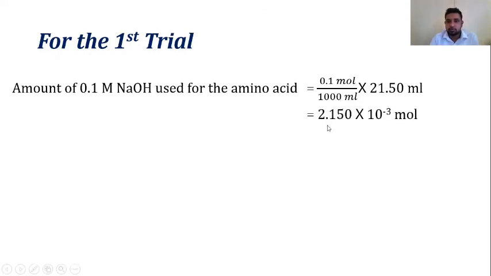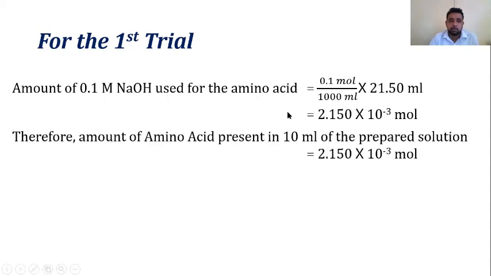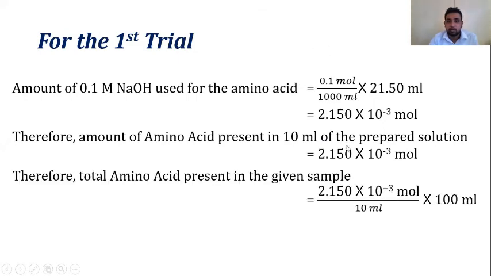So this is the amount of sodium hydroxide used for the final titration, or used for the amino acid. Therefore, the amount of amino acid present in 10 milliliters of the prepared solution, we have taken 10 milliliters of amino acid. So we know that amount. From the sample we took, we prepared a 100 milliliter solution. So when we know the amount of amino acid in a 10 milliliter solution, we can calculate the total amino acid present in the given sample.